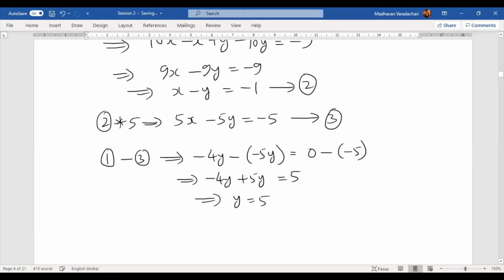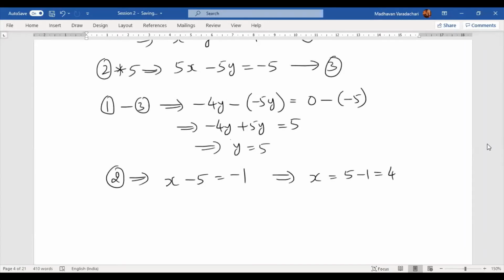Now we use the second equation to find x. x minus y, that is x minus 5, equal to minus 1, which means x equals 5 minus 1, which is 4. Therefore, we got y, and we got x.